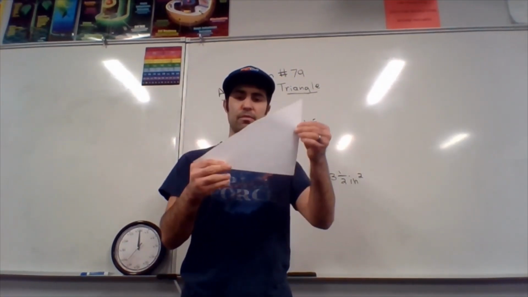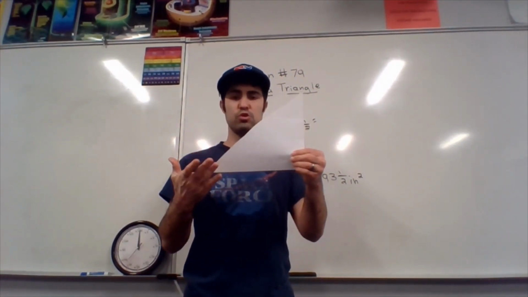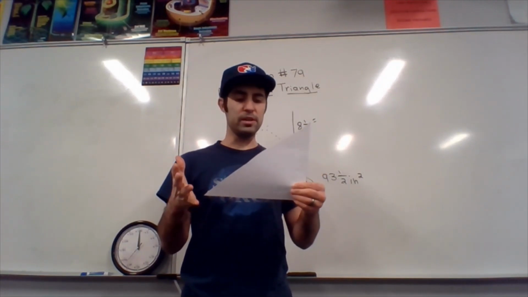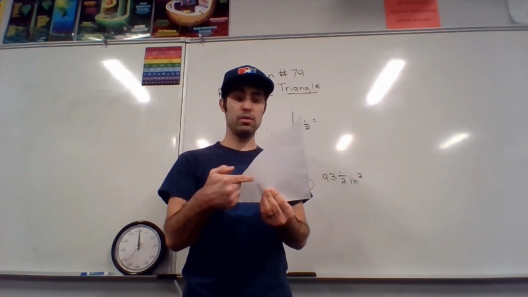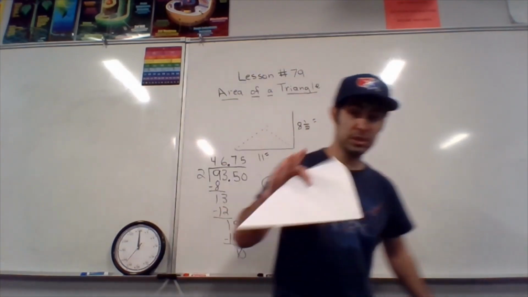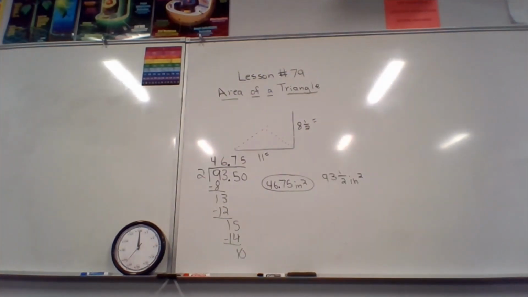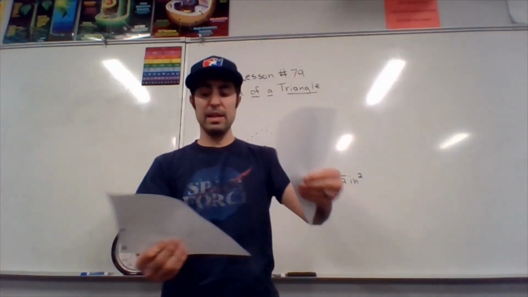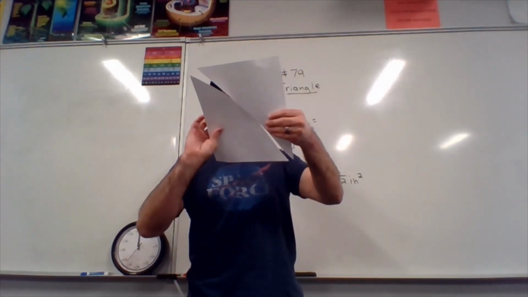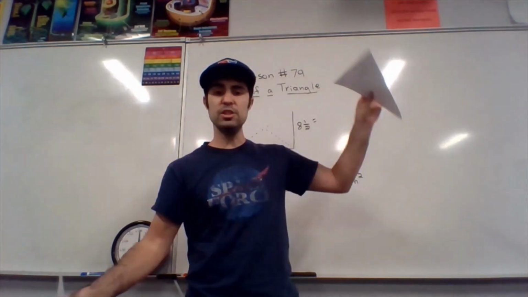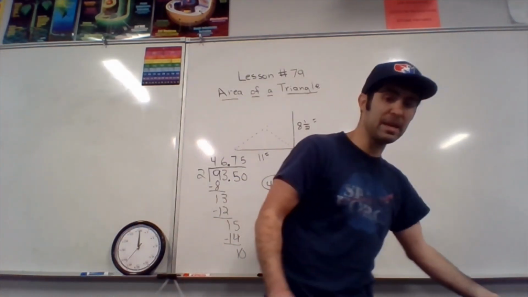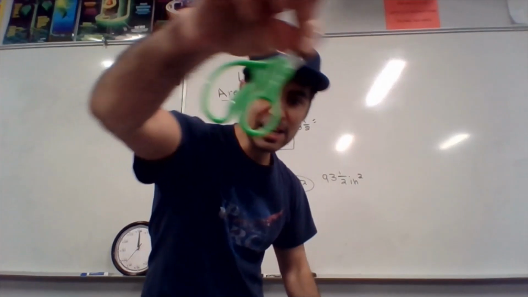Boom, I cut it in half. What shape is this? A triangle. So, I can find the area of this triangle by finding the area as if the triangle was a rectangle and then just dividing it by 2, which is the same as cutting it in half.